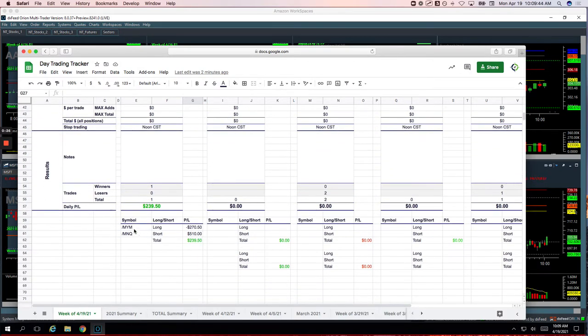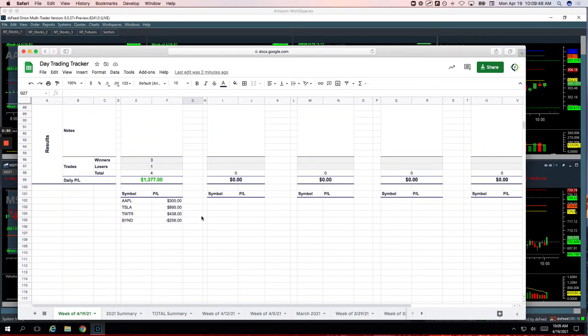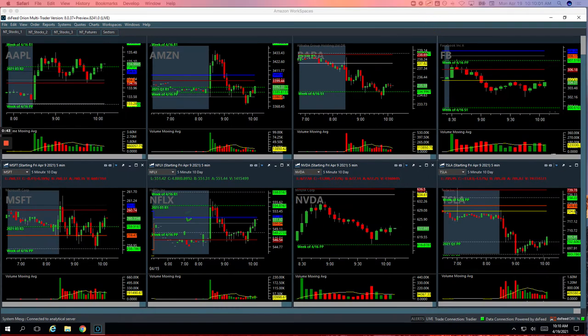Did a pairs trade in the Dow versus the NASDAQ for plus 239.50. And then on the runners, a nice winner in Apple for 300. Nice winner, this was two different trades, in Tesla for 895. Twitter plus 438 and Beyond minus 256. So let's take a look at these. I'll show you what we did.